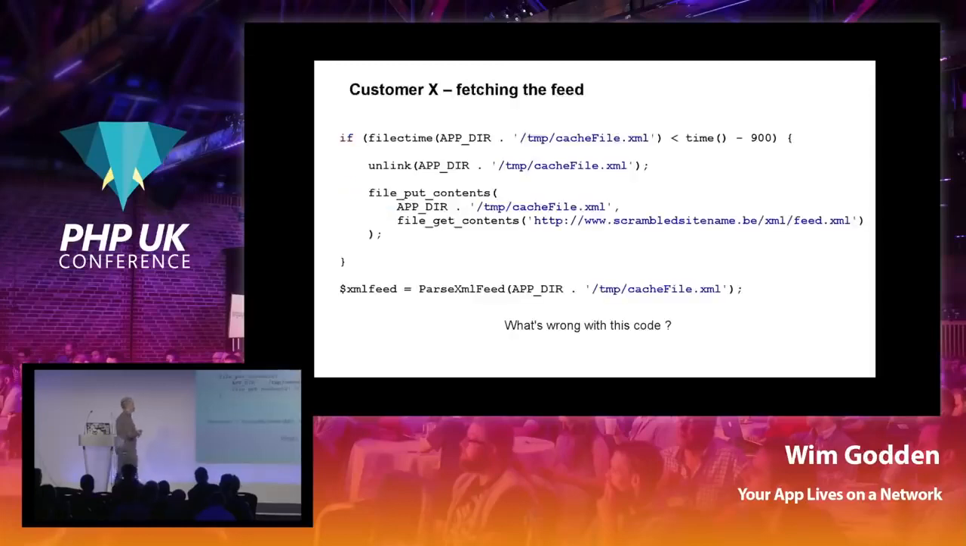Now, there's a piece of code here. So we create a cache file. We check if it's older than 15 minutes. Then they deleted it. Then they did a file_get_contents of the original feed, put it back in the cache file, parsed the feed, and so on. Can anyone tell me what's wrong with the code?